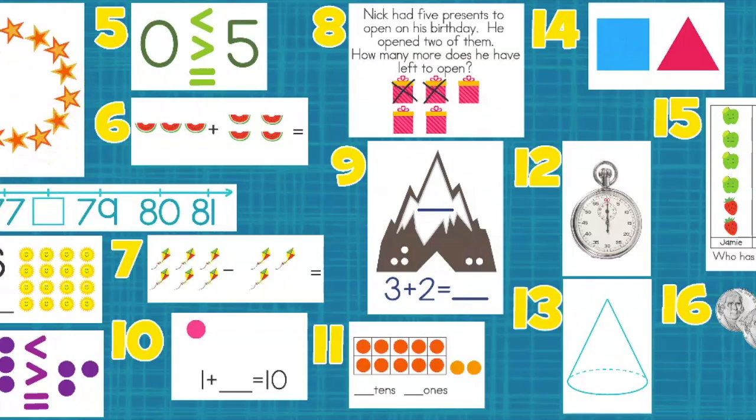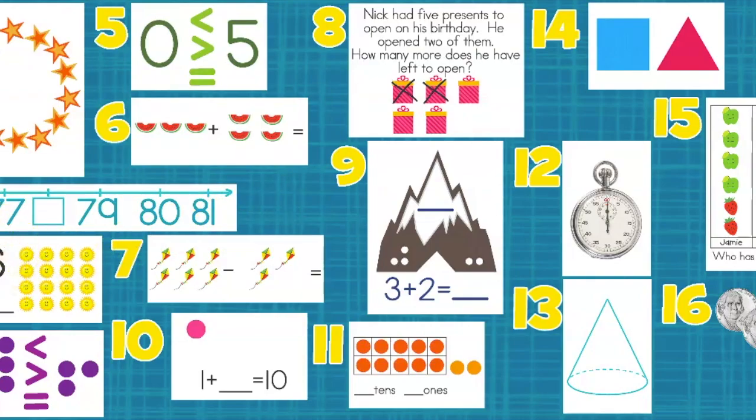Let's go down here to number 2. We have 77. What should go here? That's right, 78. So we should count 77, 78, 79, 80, 81. Good job. What would come before 77 right here? That's right, 76 would come there. And then what would come over here behind 81? 82. That's right.